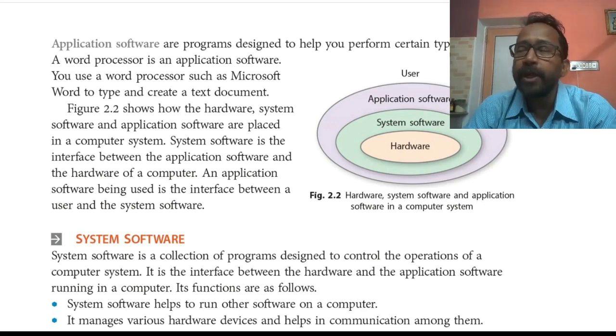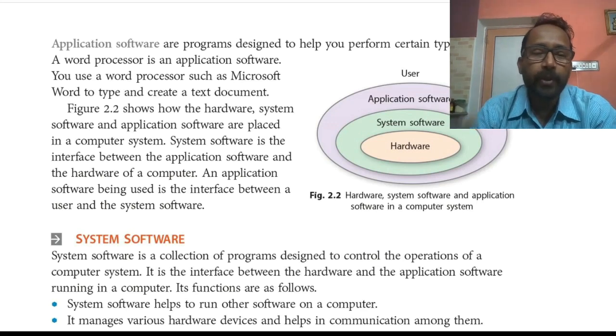Like I want to play a song, so I have to install one media player software. If I need to draw something, we have Paint software. If I am not satisfied with Paint software, we will install powerful graphics software. Word processor is an application software, Microsoft Word. We use word processors such as Microsoft Word to type and create text documents, because Microsoft Word is very popular word processing software.